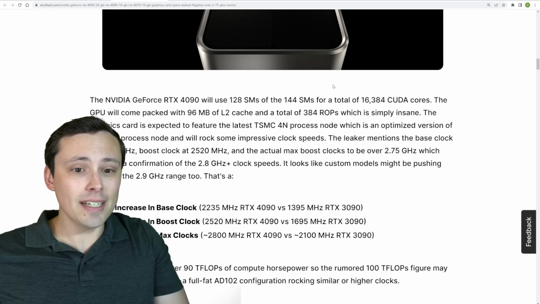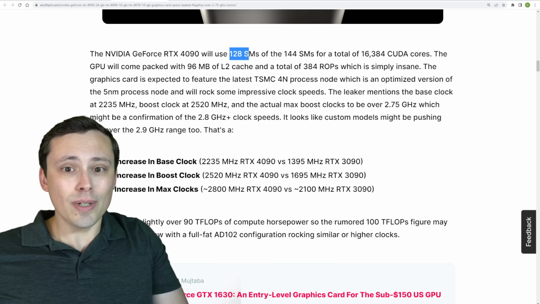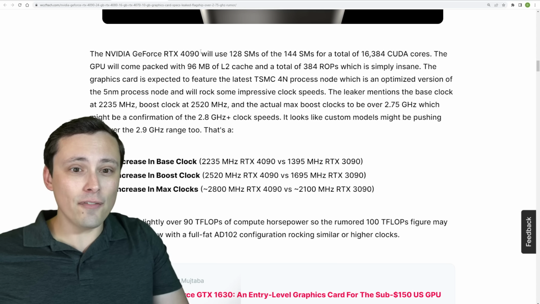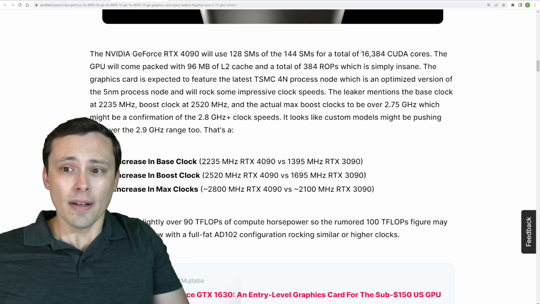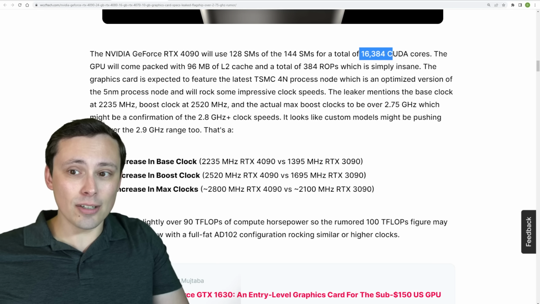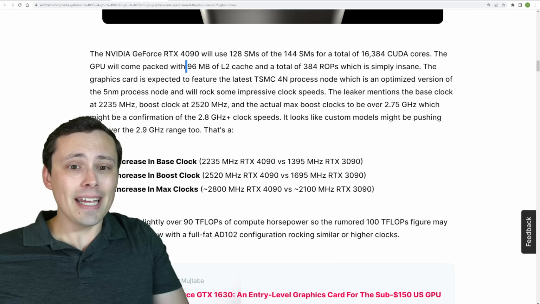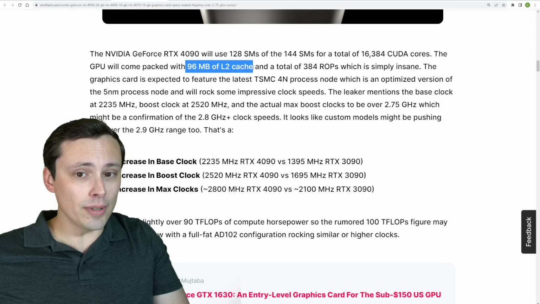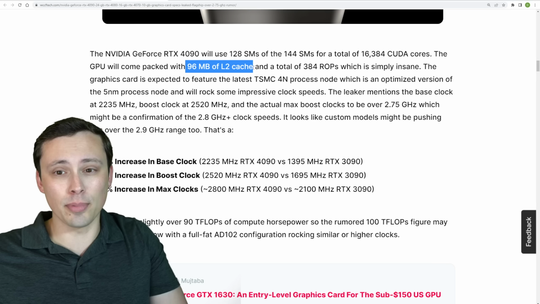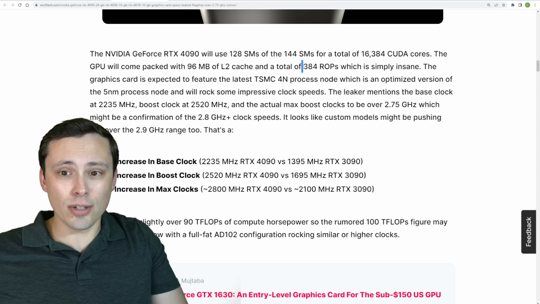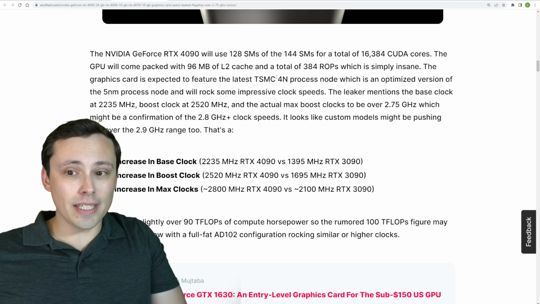Now, the leaks we're seeing here for the RTX 4090 are that it's going to use 128 SMs, but that the 4090 Ti could be withholding 144 SMs. And this could get us 16,384 CUDA cores. Now, this is going to have a 96 megabyte L2 cache. Now, that's not in the latest leak, but that's something that we've seen leaked before. And this would get a total of 384 ROPs. Now, these numbers are absolutely huge.